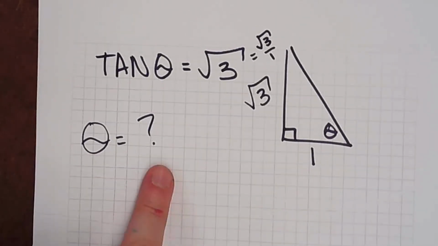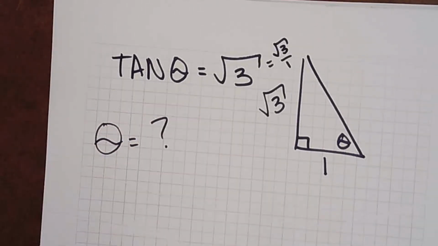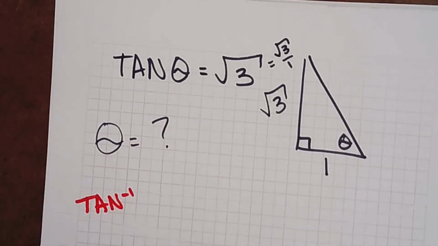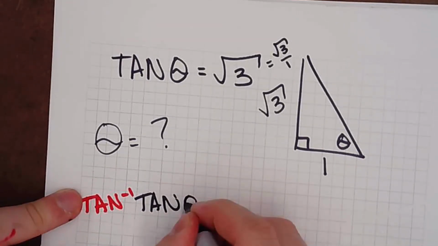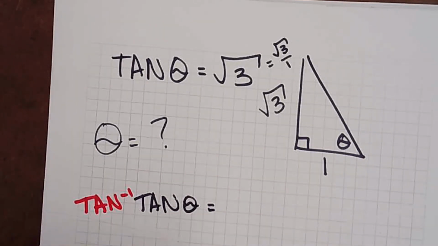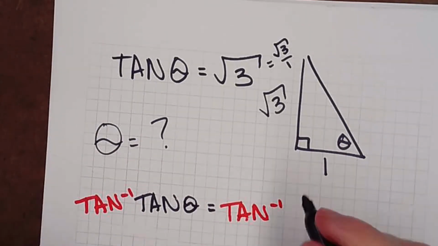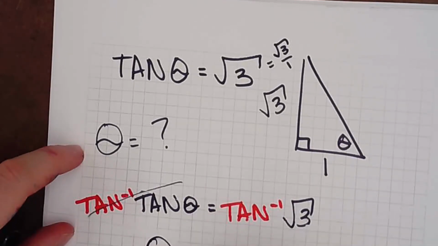How would you get theta on its own here? What would you do? Opposite of tangent, which is arctan, or tangent inverse. So we do that to both sides. This goes away, and we get theta equals whatever tangent inverse of root 3 is.